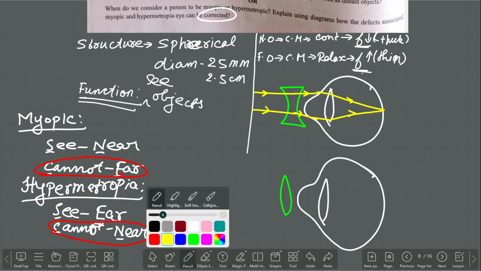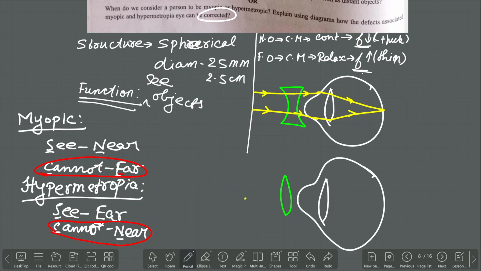And if it is for a hypermetropic eye, they cannot see the nearby object. So take the light rays which are coming from the nearby, and since a convex lens is there, make the light rays converge and enter into the eye lens. Again the convex lens is there, so again the light rays will get converged and then fall on the retina. So this is how we are going to draw the diagram for the myopic eye and the hypermetropic eye.